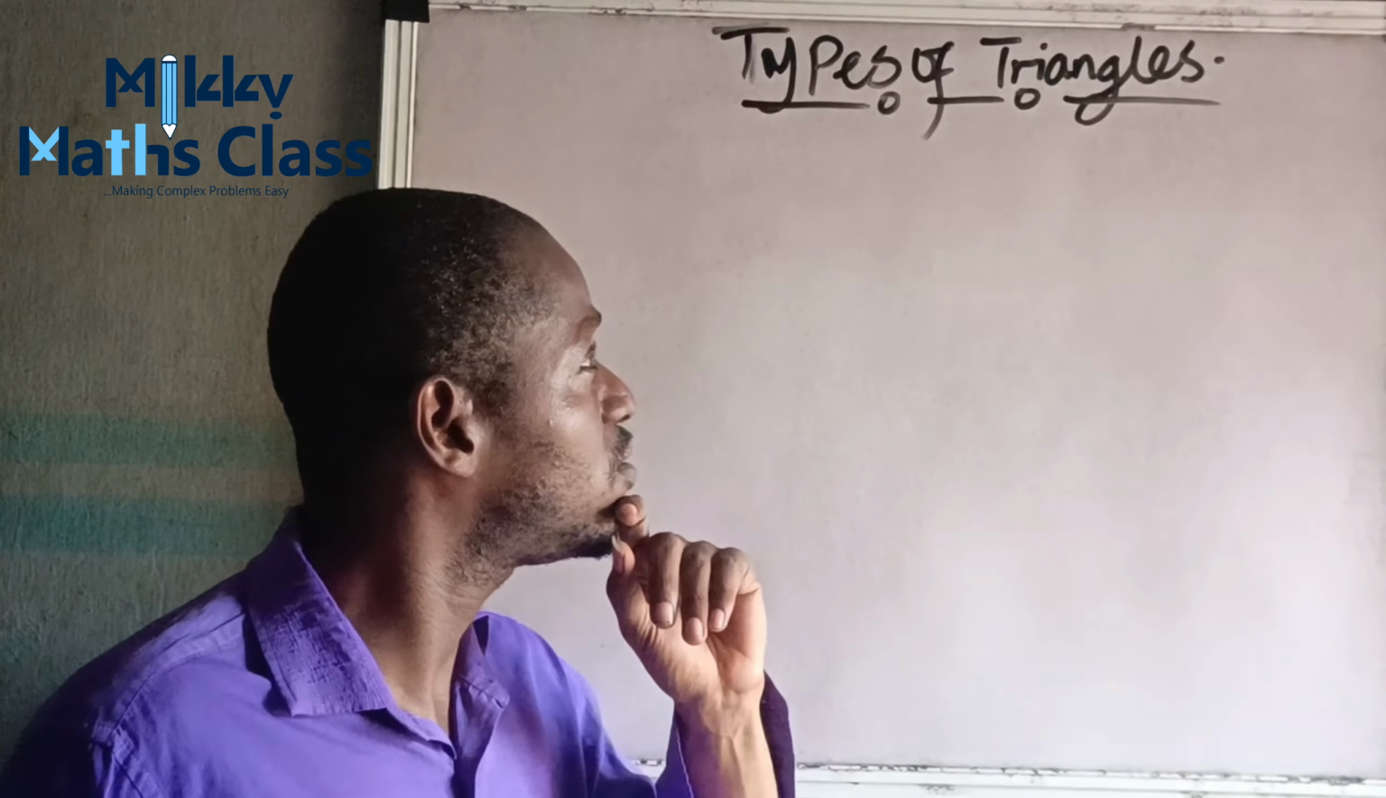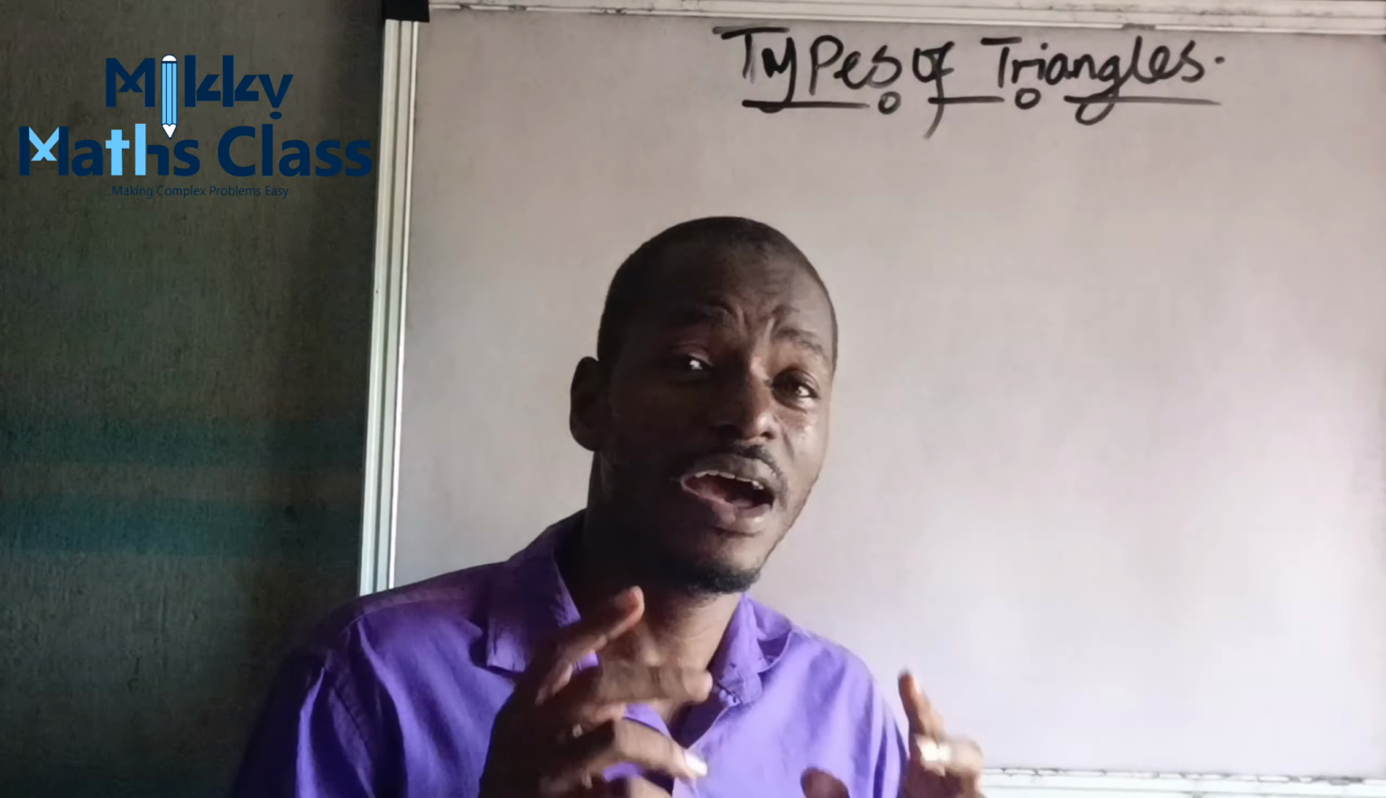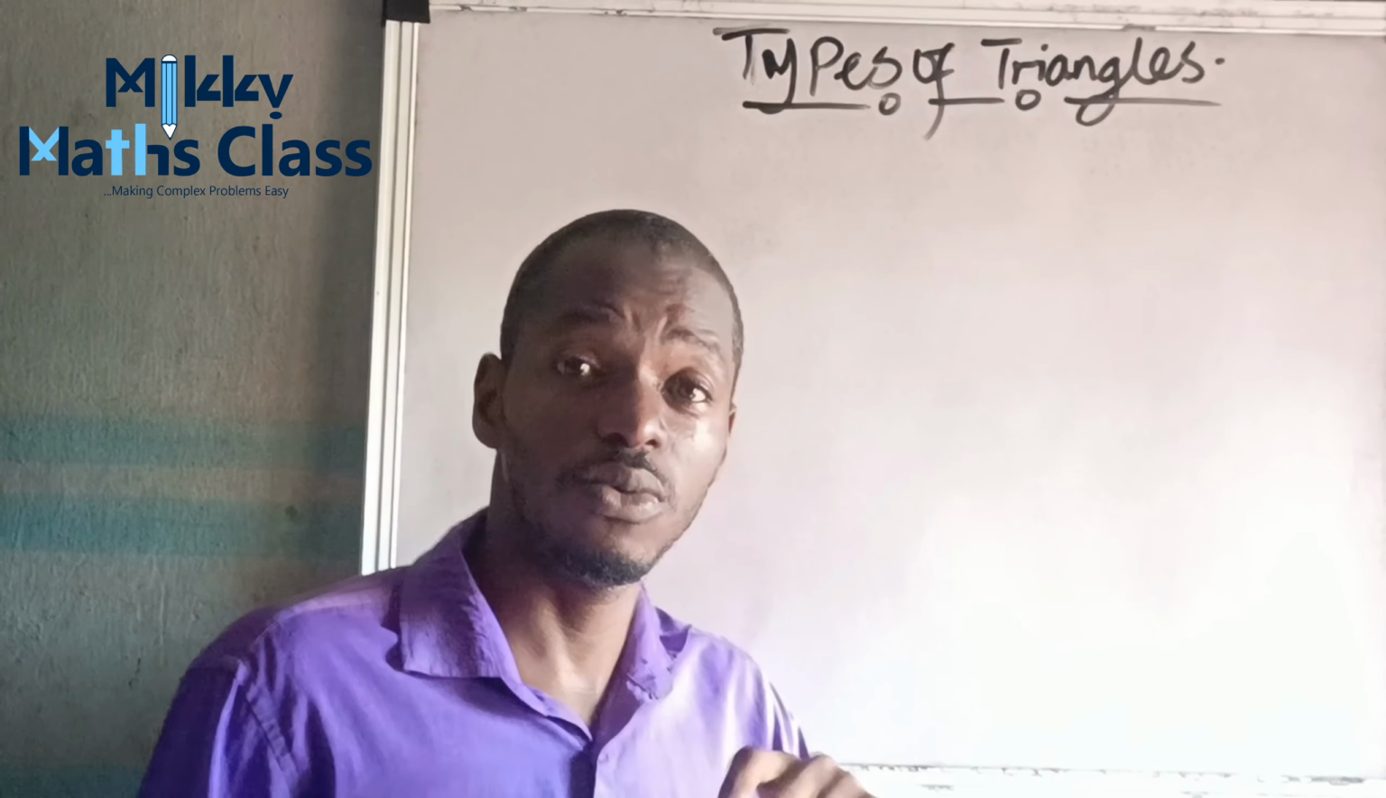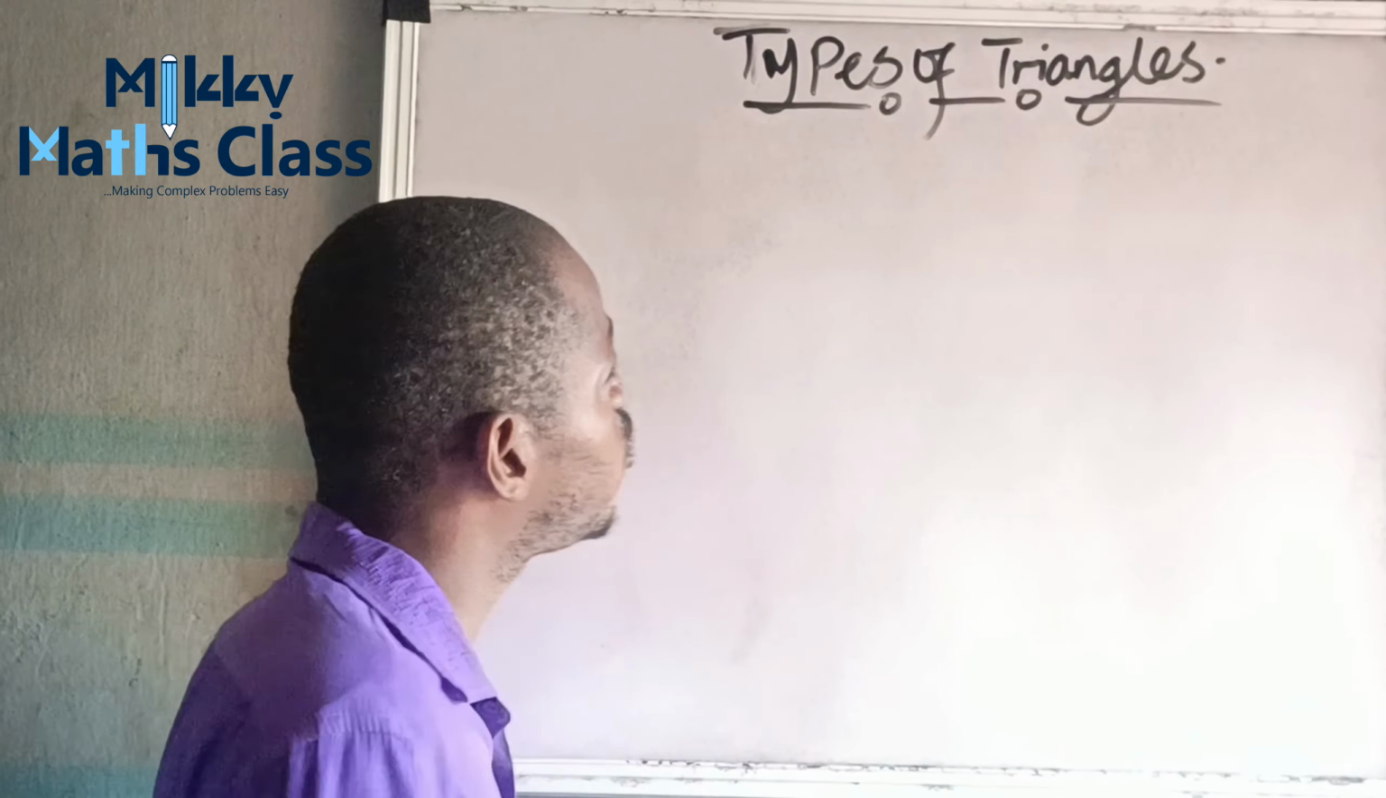We have types of triangles. Now, a triangle is a shape that has three sides, and the sum of angles in a triangle is 180 degrees. Now, let's look at types of triangle.